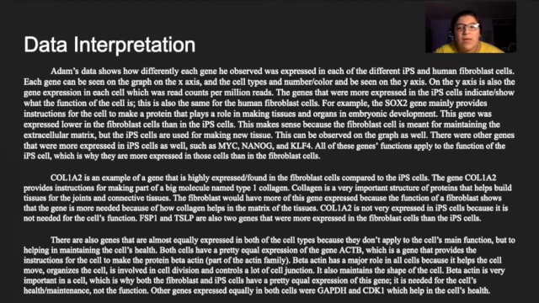For example, the SOX2 gene mainly provides instructions for the cell to make a protein that plays a role in making tissues and organs in embryonic development. This gene was expressed lower in the fibroblast cells than in the iPS cells, and this makes sense because the fibroblast cell is meant for maintaining the extracellular matrix, but the iPS cells are used for making new tissue. This can also be observed on the graph as well.